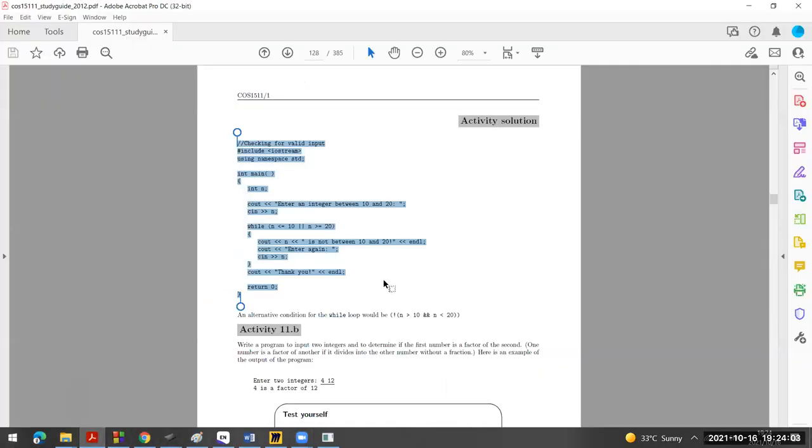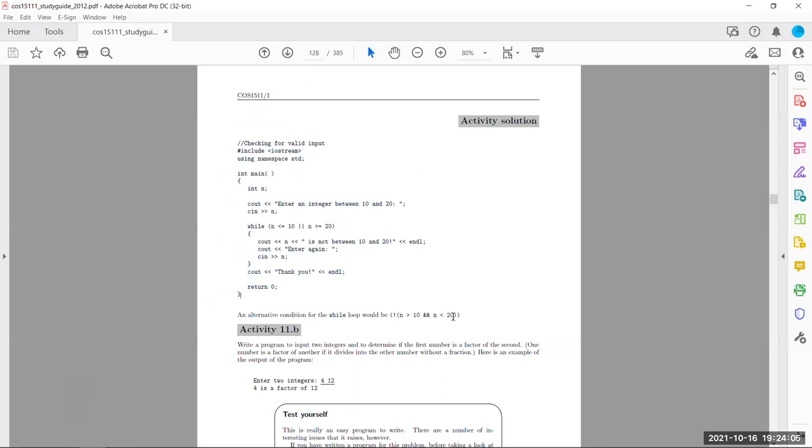There's the question out here. It says an alternative to this would be... let me just copy the whole thing if you don't mind. Why must I rewrite? Control C.